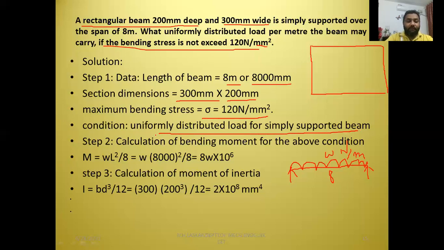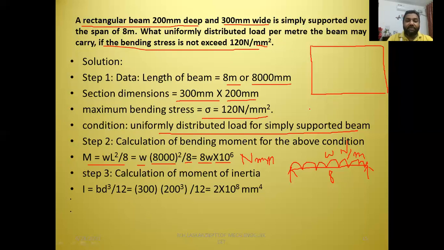So from the condition of the beam and the load, we can find the maximum bending moment. If a beam carries a uniformly distributed load for the full span and is simply supported, then the formula for the maximum bending moment is WL square by 8. So W into 8000 square by 8, that is 8W multiplied by 10 to the power 6. This is Newton millimeter, because I have taken length in millimeter.